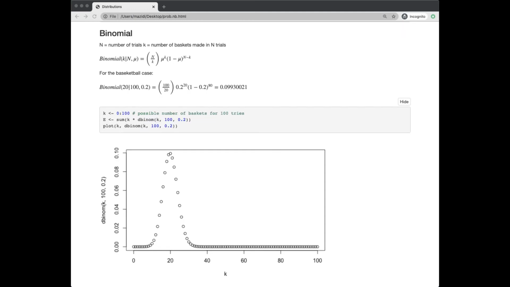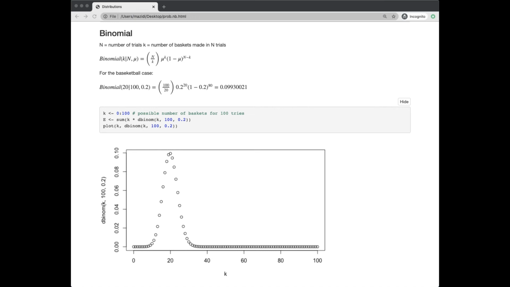The binomial distribution models a binary outcome over a number of trials n. The binomial distribution of x, where I make k baskets in n trials, has this form. And let's say k equals 20 for 100 trials. Will the outcome of the binomial be 0.2? No, it's not, because there are many ways we can get 20 baskets out of 100 trials. 100 choose 20 to be exact.